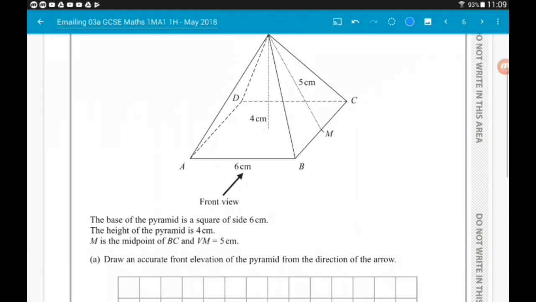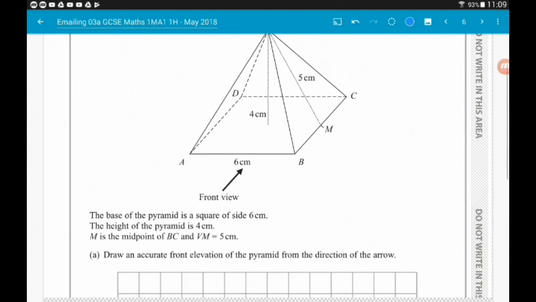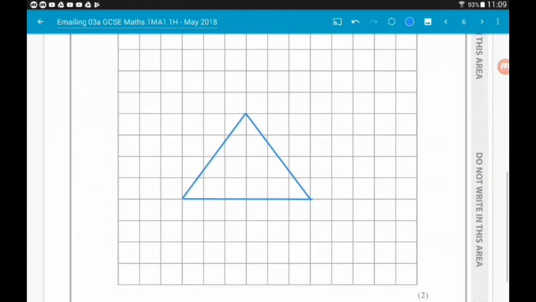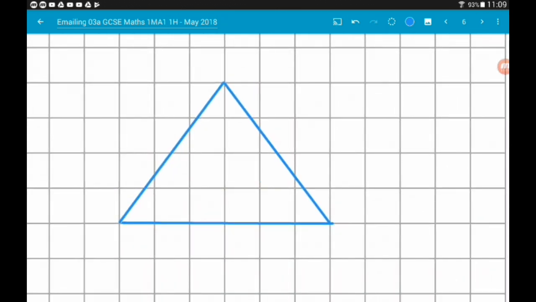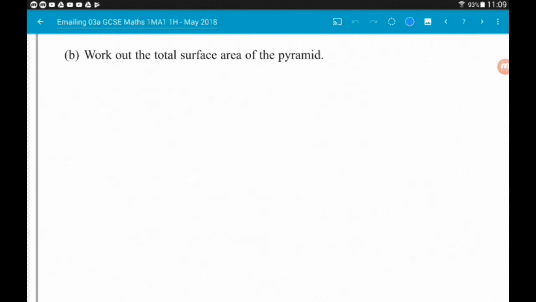So our first mission is to draw a front elevation from the direction shown. So the base is 6 centimeters long, the height is 4 centimeters. So what we get is something that looks like that. Cool.